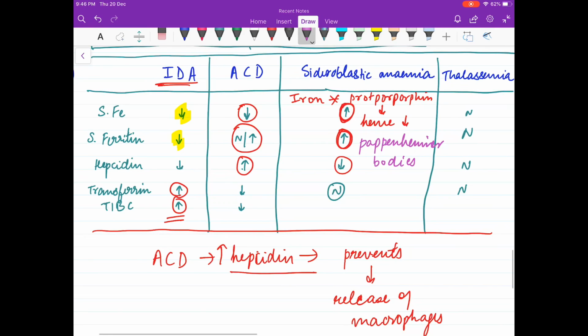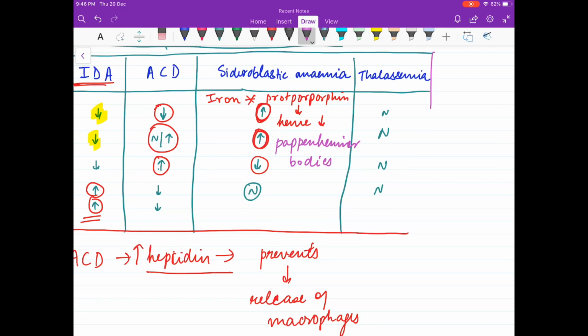And in thalassemia almost all these things remain normal.